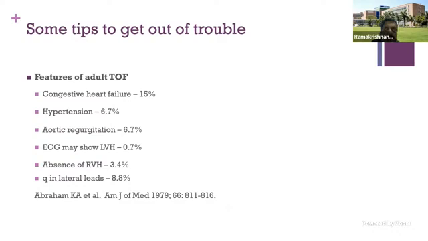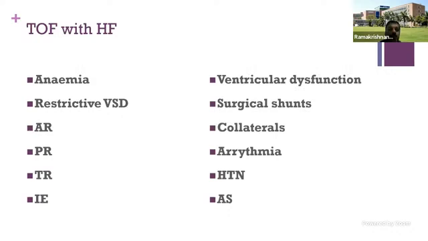Oftentimes when you are presenting in your exams, a right case of tetralogy, you get into trouble. Many times something will be there that you are not able to explain. But these are some numbers that can help you in tiding over the crisis. Congestive heart failure is found in around 15% of tetralogy in adults. Hypertension in around 7%. Aortic regurgitation around 7%. ECG may show LVH in 0.7%, absence of RVH in around 3.4%, and Q wave in lateral leads in 8%. These are some of the numbers that you can remember. If you get into trouble, you can use them to get out.